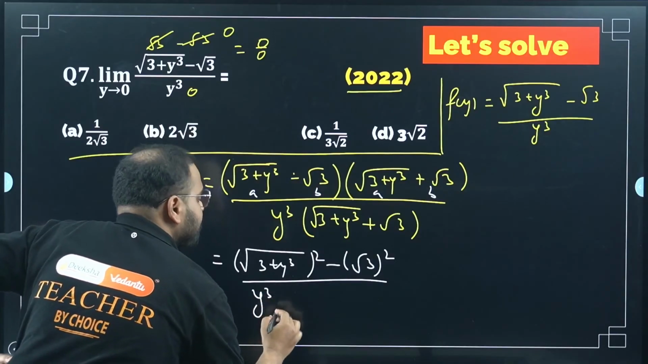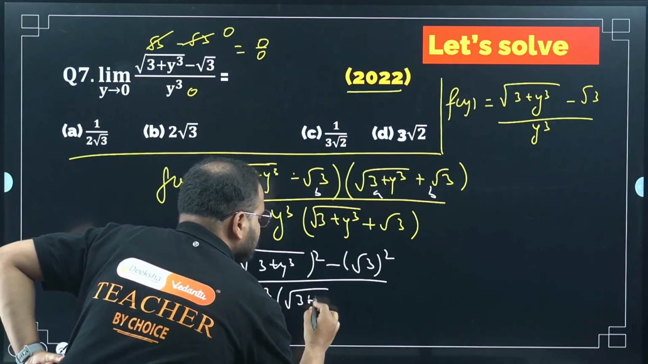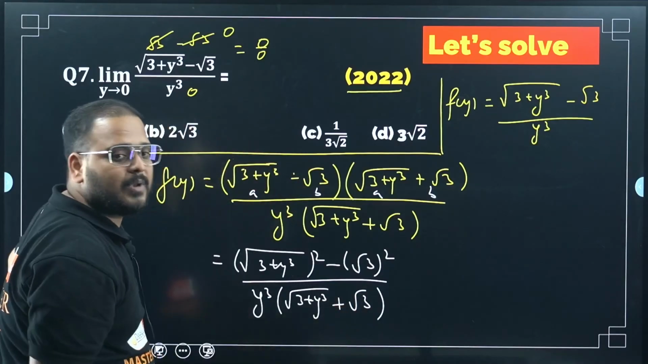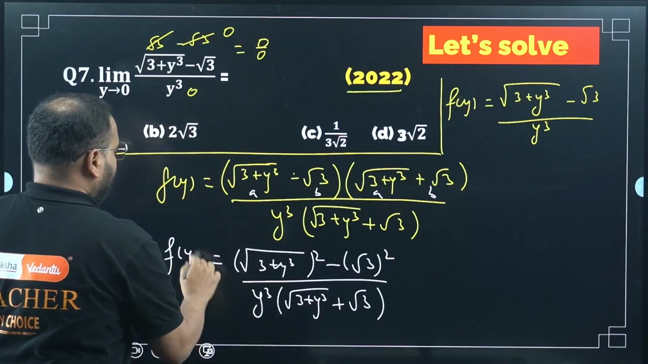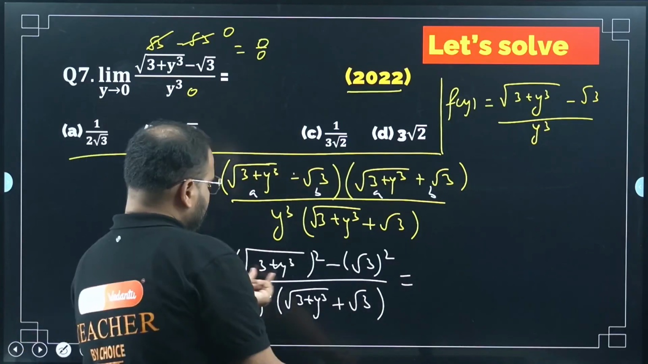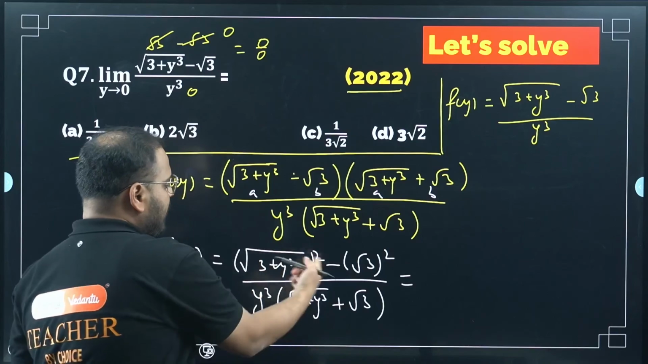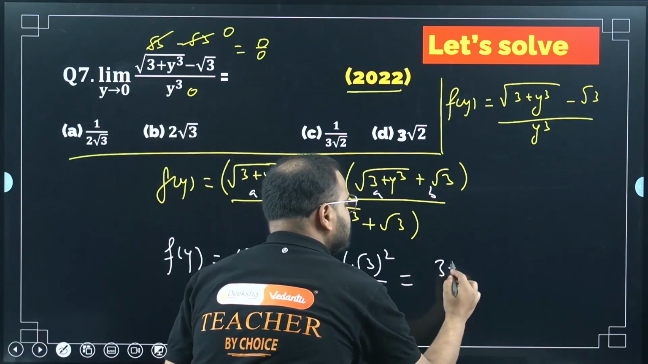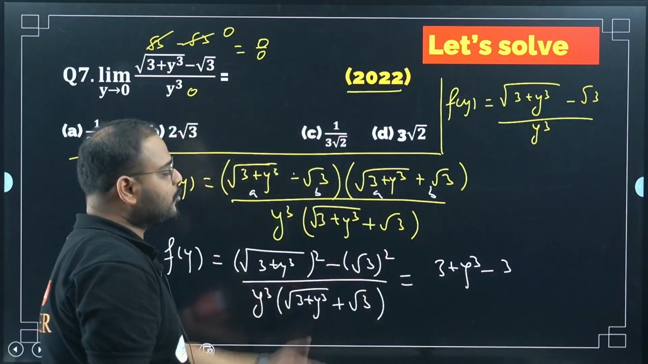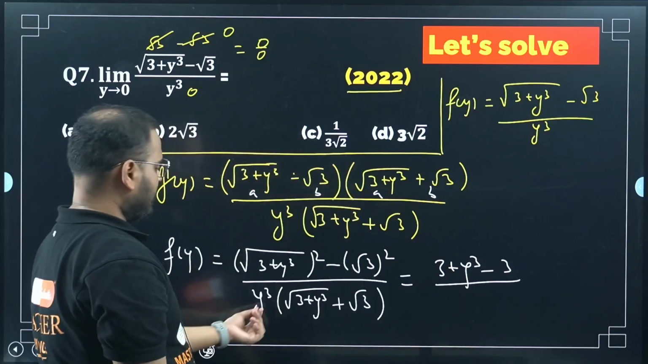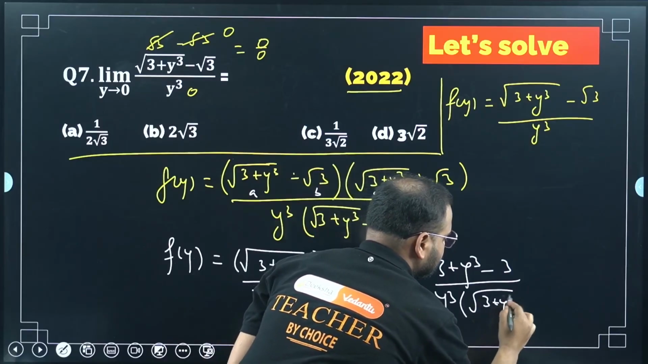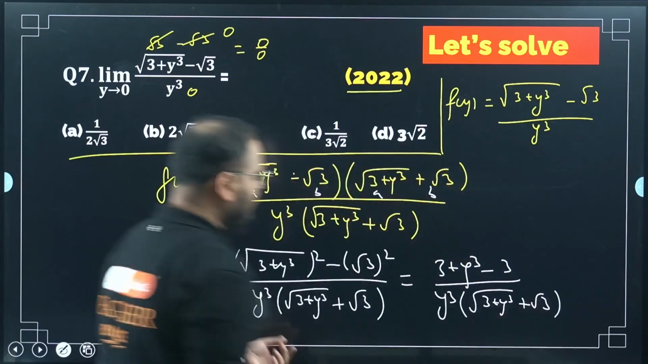Divided by the same thing: y cube times root of (3 plus y cube) plus root 3. This is nothing but your f of y. Please check how this simplifies. Square and root will cancel the effect, so I'll get the numerator as 3 plus y cube from the first term. Next I'll get simply 3, because again square and root cancel, divided by y cube times (root of (3 plus y cube) plus root 3).